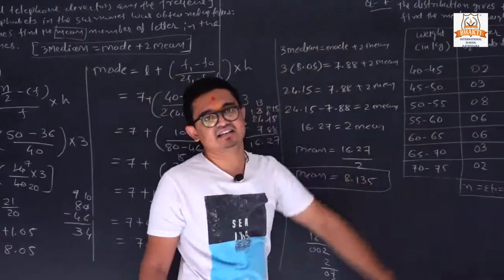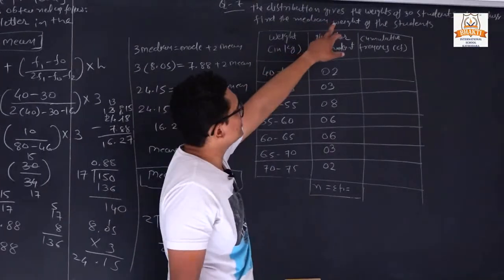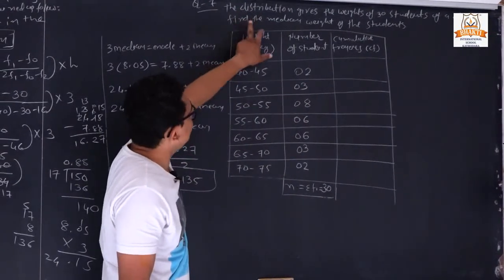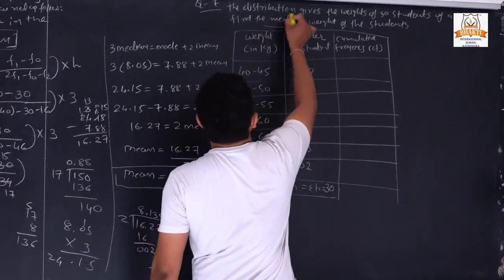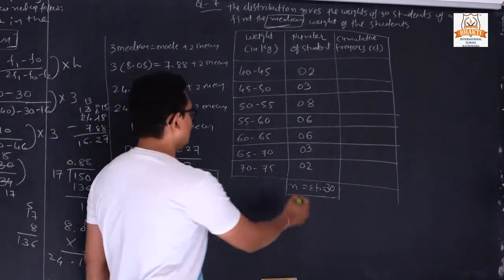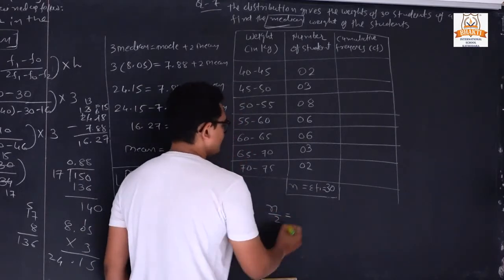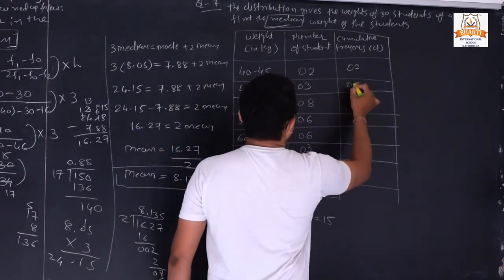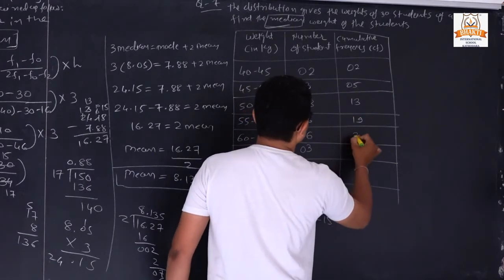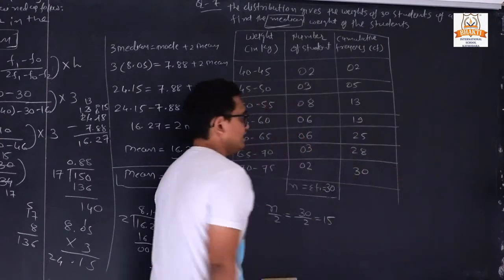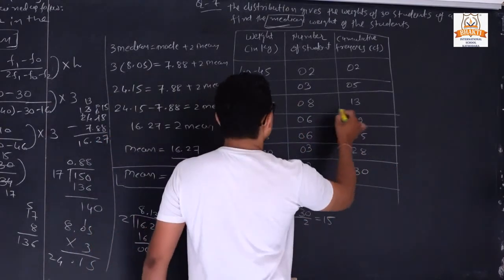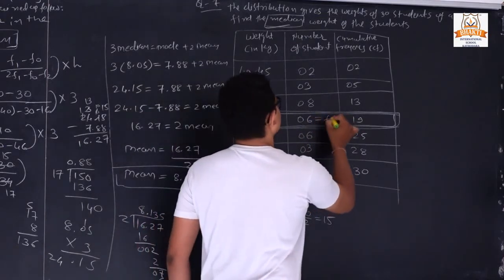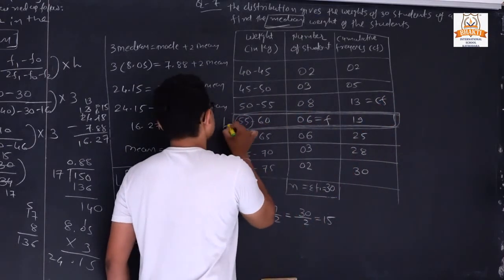Now the last sum of that exercise, question number 7: the distribution of the weights of 30 students, so it means the sum of all frequencies will be 30, of a class. So find the median weight of the students, so we need to find the value of median. Clear? So first of all we start with n, so n divided by 2, so 30 divided by 2, so it will be 15. Now 2 plus 3 is 5, 5 plus 8 is 13, 13 plus 6 is 19, 19 plus 6 is 25, 28 and 30. So 15 is between these two, so we are selecting that row, and it becomes our F, it is our CF, and that value becomes our L.